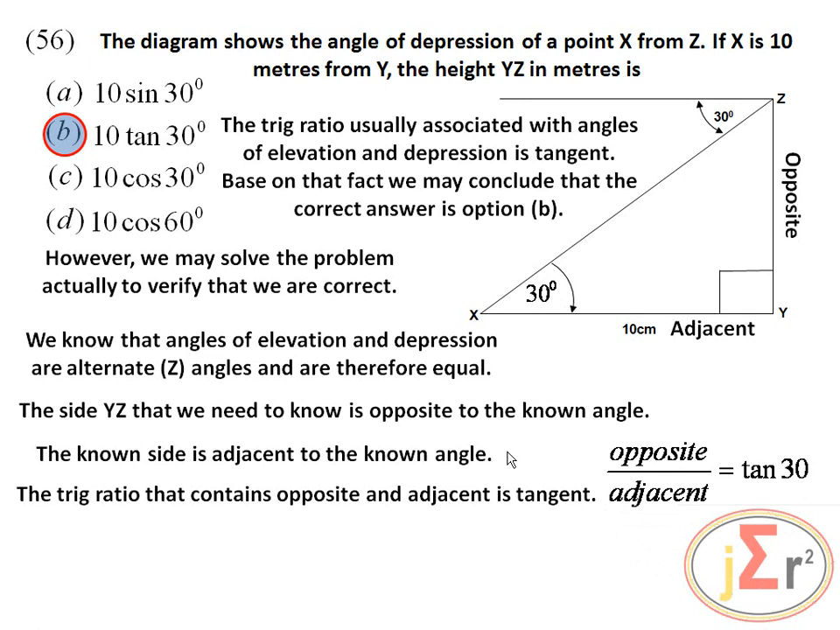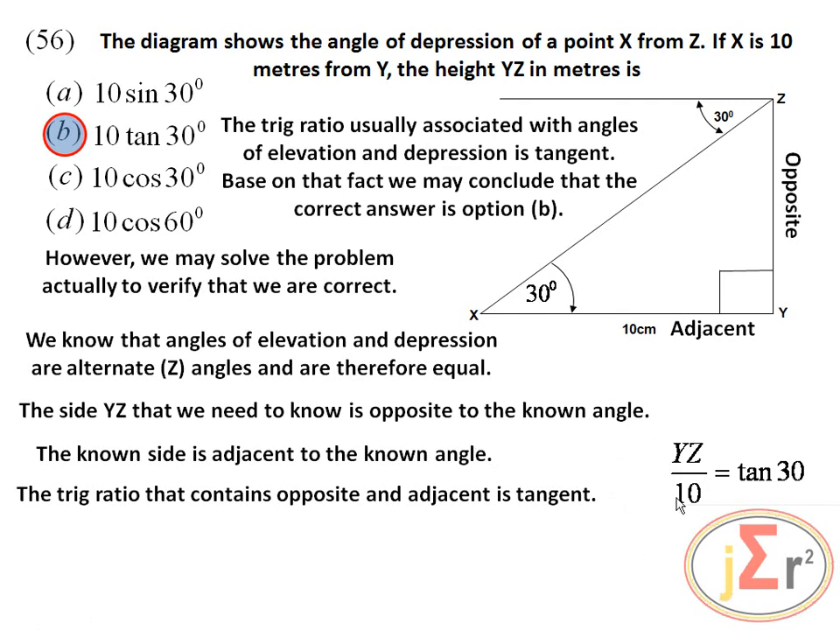Tangent is equal to opposite over adjacent. But notice how we write it in this case. Opposite over adjacent is equal to tan 30. And there's a reason for doing that. What will we do next? Since we know opposite over adjacent is equal to tangent of 30, because we are talking about the opposite that we do not know and the adjacent that we do know, we are about to substitute the values right here. So we will have what? YZ over 10. So we have it. YZ over 10 is equal to tan 30.